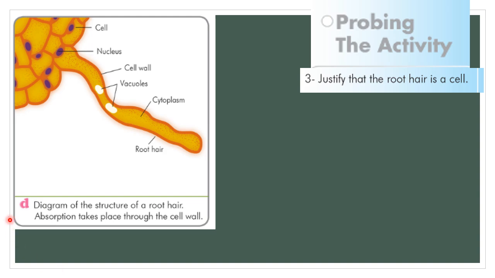This is document D. It's a diagram of the structure of a root hair. Absorption takes place through the cell wall. Here we have a diagram that shows the root hair. Here we have cells. Inside the cell we have the nucleus. This is the nucleus of the cell. We also have a cell wall, vacuoles. These are the vacuoles. This is the cytoplasm.